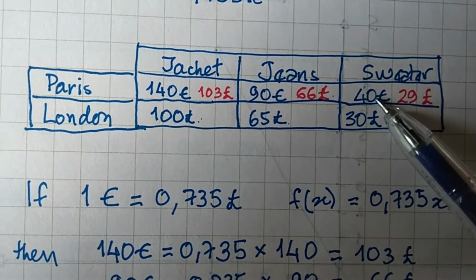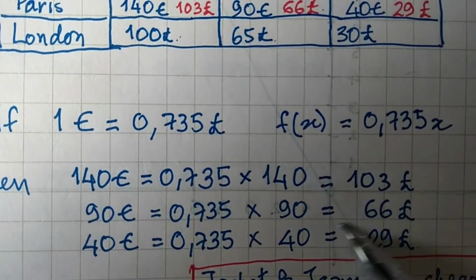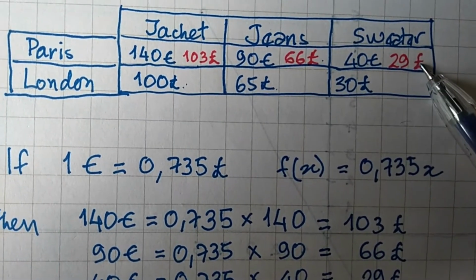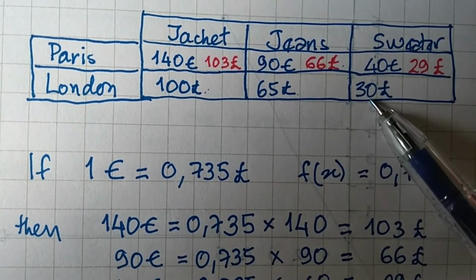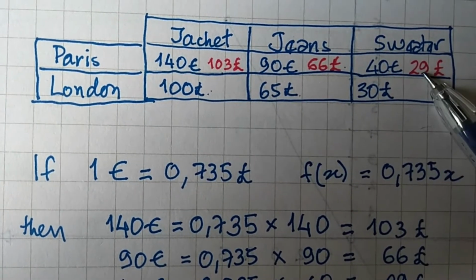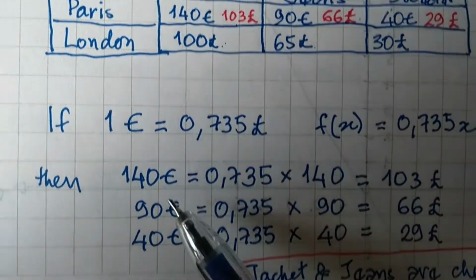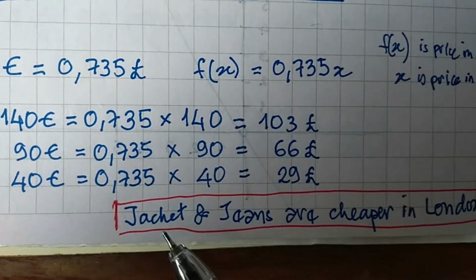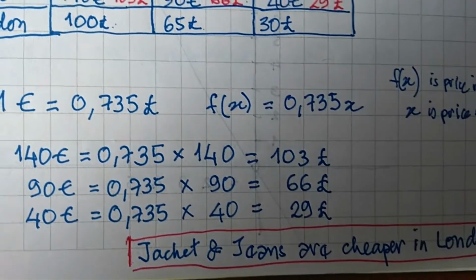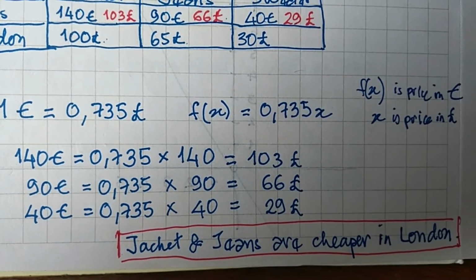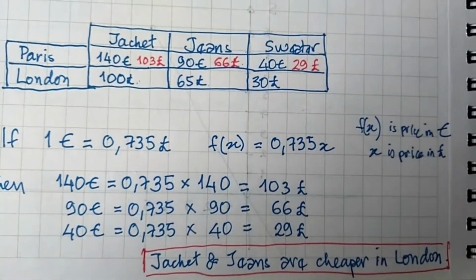The sweater is 40 euros in Paris, which is equal to 29 pounds here. So, I write it here in red. And in London, it's 30 pounds. So, the sweater is cheaper in Paris. The jeans and jacket are cheaper in London, which leads us to the answer to this problem. Jacket and jeans are cheaper in London, and Matteo should actually buy these two items in London. Sweater he should buy in Paris.